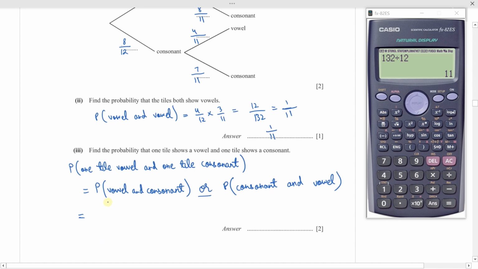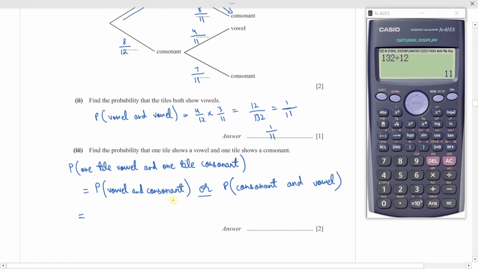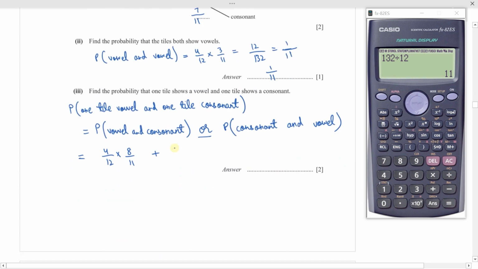There's an 'or' here. So what is the probability that you get a vowel in the first and a consonant in the second? So vowel in the first and then consonant in the second tile. So 4 by 12 multiplied by 8 over 11, or you get a consonant first and then a vowel in the second one. So this will be 8 over 12 multiplied by 4 over 11.